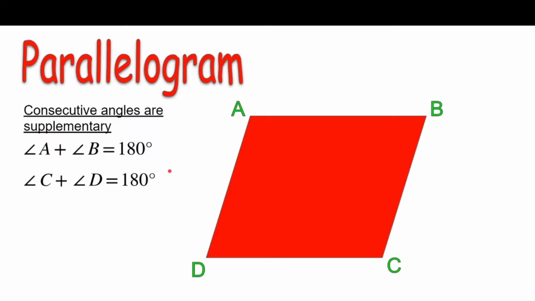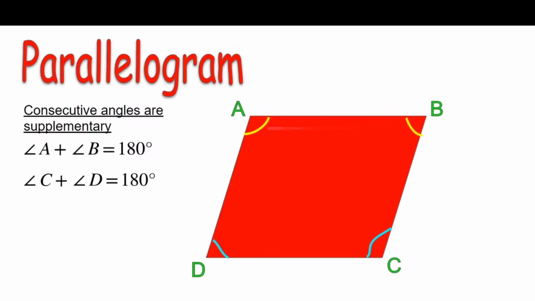Next one is consecutive angles are supplementary. Remember, supplementary angles are two angles that add up to 180 degrees. And any consecutive angles in a parallelogram, if you add them together, you get 180. I just have two sets listed here. If you add angle A to angle B, it's 180 degrees. If you add angle D to angle C, you get 180 degrees.